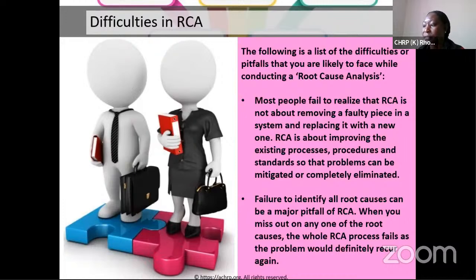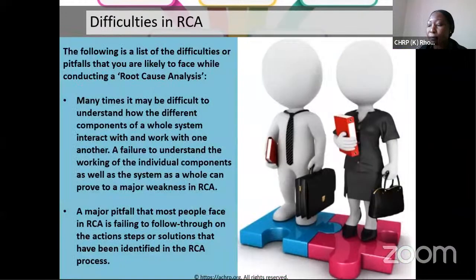Then the third point is failure to identify all the root causes of the problem. It is like sweeping things under the carpet. We deal with two issues, but we still leave some other issues that have not been resolved, especially the organizational cultural issues, the management style and the leadership. If we don't deal with all the issues and identify all the root causes, it is likely to lead to the problem recurring again.